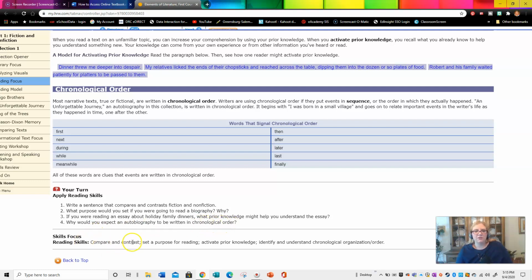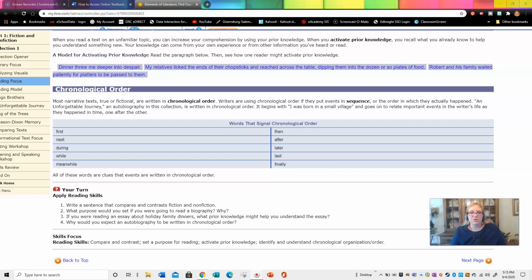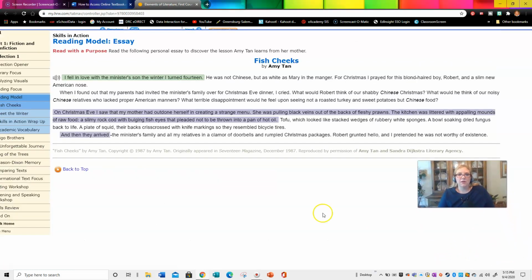And your reading skills: compare and contrast, set a purpose for reading, activate prior knowledge, identify and understand chronological organization and order. So that is it for that reading selection. You can now go ahead and start the activity sheets.